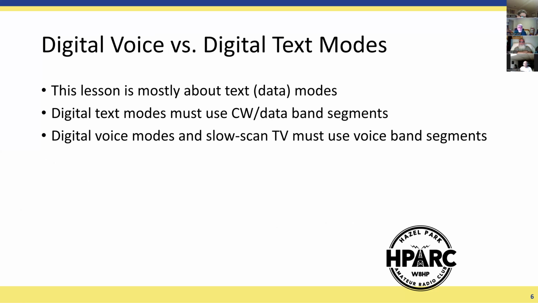Now, this lesson in the book is mostly about text modes, which they call data modes. Digital text modes must use the CW and data band segments, the ones that are reserved for CW and data. Digital voice modes and slow scan TV must use the band segments where voice is permitted.